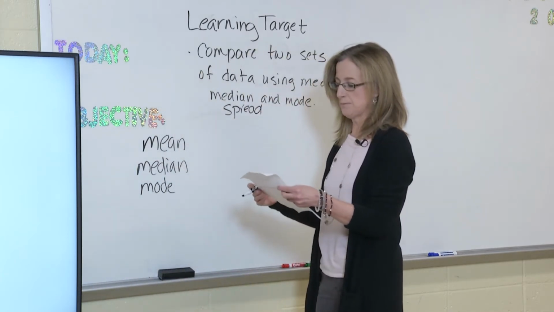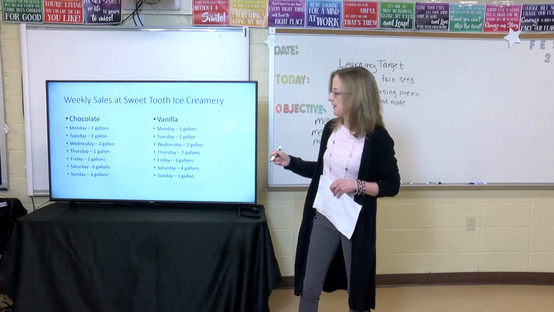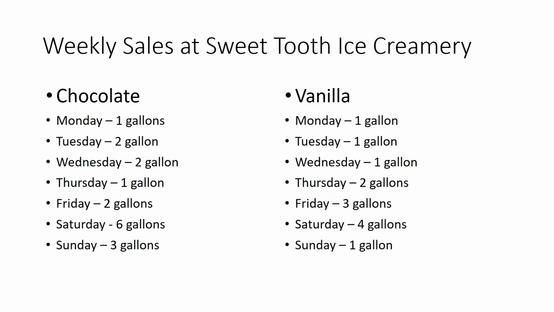So chocolate. Let's look at chocolate. On Monday, they sold 1 gallon. On Tuesday, they sold 2 gallons. Wednesday, they sold 2 gallons. Thursday, they sold 1 gallon. Friday, 2 gallons. Saturday, 6 gallons. And Sunday, 3 gallons.